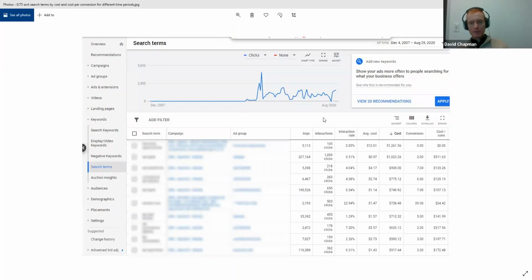But let me move on to another thing, because I want to make sure that we give people what we promised, which is some quick hits for reviewing their Google Ads account. And so search terms is an important place to look. And if you're targeting phrase match, broad match, or modified broad match, you're going to have search terms.